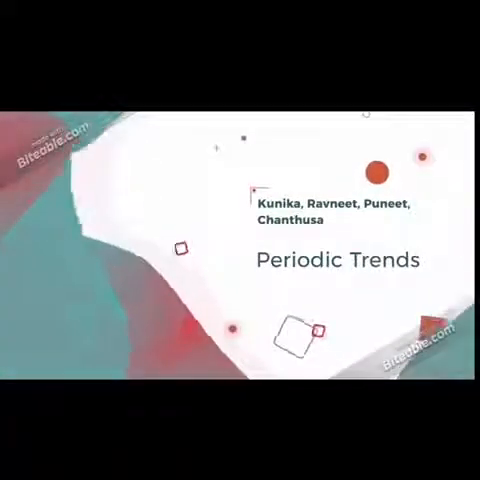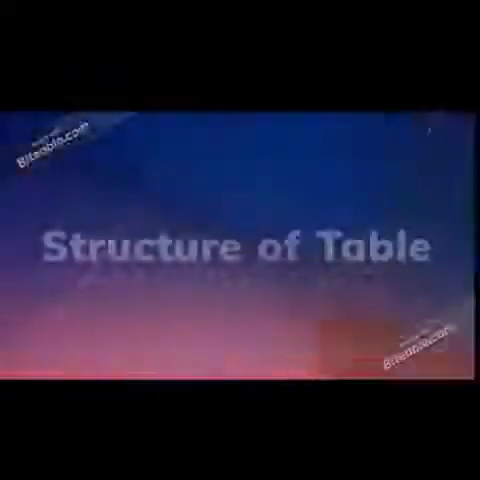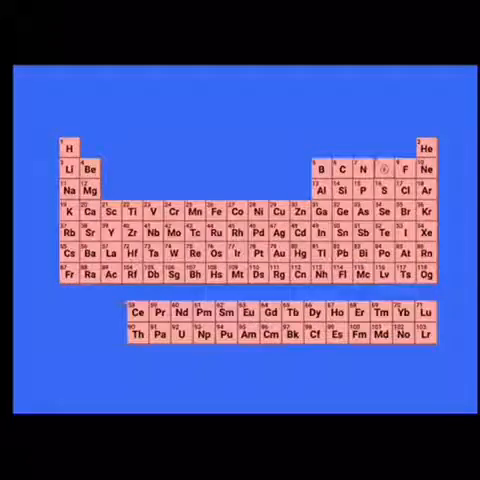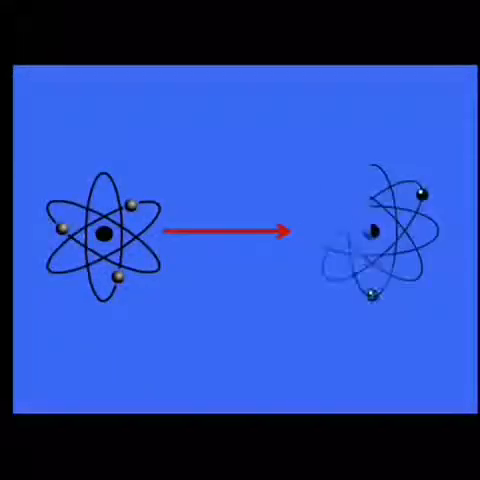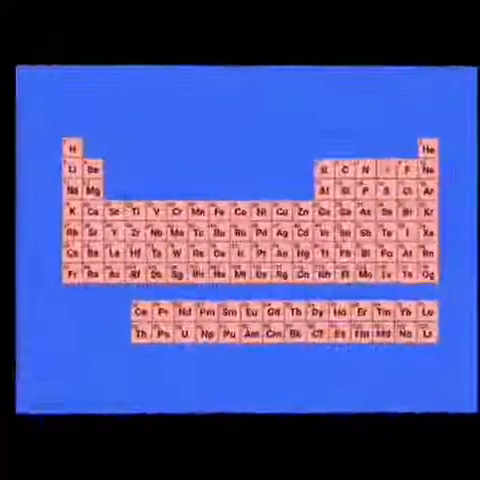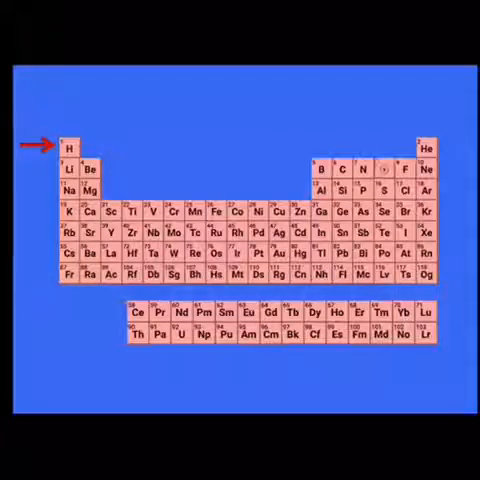Periodic trends. Structure of the table. The elements on the table are located in such a way that there are 18 columns called groups or families. As we go down the families, the amount of energy levels in the atom increases. The rows, on the other hand, are called periods. As you move across the periods, the number of protons in each atom increases.